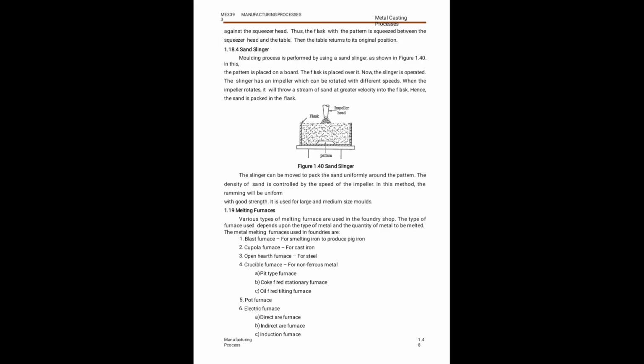And the next one, the sand slinger. The molding process performed by using a sand slinger is shown in the figure. In this, the pattern is placed on the board and the flask is placed over it. Now the slinger is operated. The slinger has an impeller which can be rotated at different speeds. When the impeller rotates, it throws a stream of sand at great velocity into the flask. Hence the sand is packed in the flask.